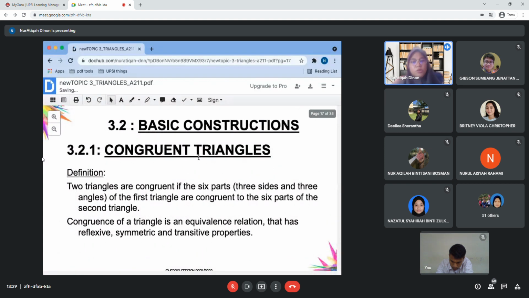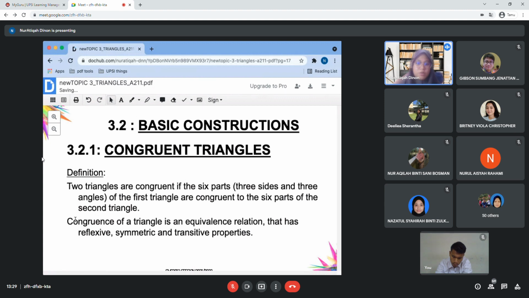Okay, so this one is basic construction. We are talking about triangles, and here we have congruent triangles. When we talk about congruent triangles, it means if you have 2 triangles, we say they are congruent if they have the same sides and the same angles. So they are identical. Look at the definition here. Two triangles are congruent if the six parts, which are three sides and three angles of the first triangle, are congruent to the six parts of the second triangle.